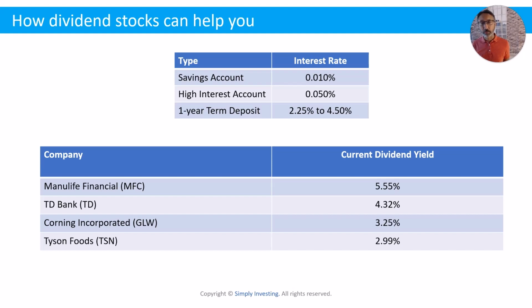However, you're probably thinking the same thing. If inflation is running at 7%, none of these options on the screen are going to help me. The savings account is not going to help. The high interest account, the term deposit is not going to help. And neither are these dividend paying companies. The yield is less than 7%.